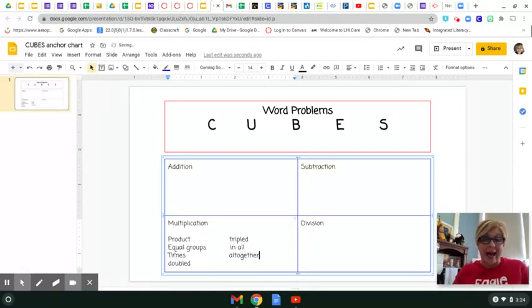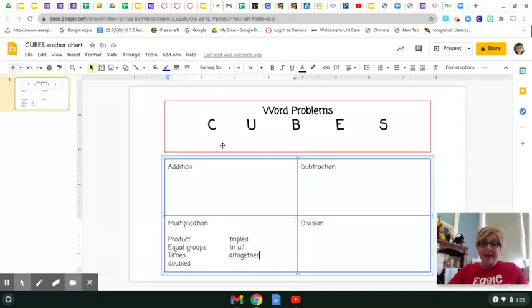A lot of times that means to add, but if we're adding repeated numbers, it can also help us with multiplication. Anytime we're adding or multiplying, our numbers are getting larger. So those operations are kind of like cousins. Anytime we subtract or divide, we're making a number smaller. So those two operations kind of go together and sometimes have similar clue words. Those are some of the main clue words for multiplication.